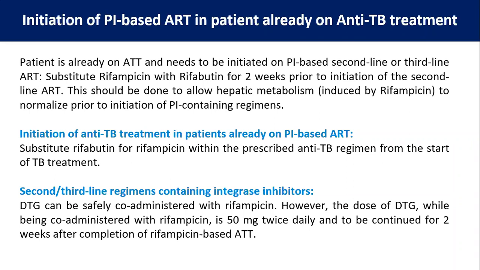Now, in the absence of rifabutin, what other measures can we take is that we can change the ART regimen if we want to keep rifampicin in the ATT, because rifampicin is one of the most effective bactericidal medicines. So many infectious disease specialists want to keep rifampicin to treat TB. In those cases, we can change the PI-based regimen into dolutegravir, and we can provide it twice a day.